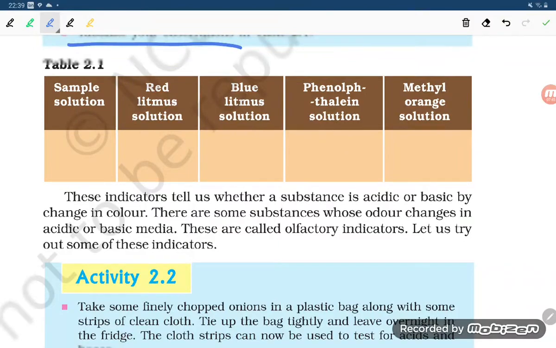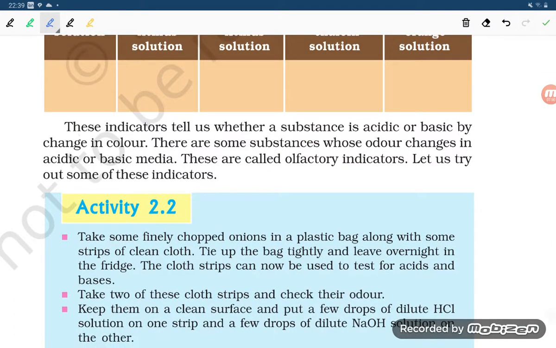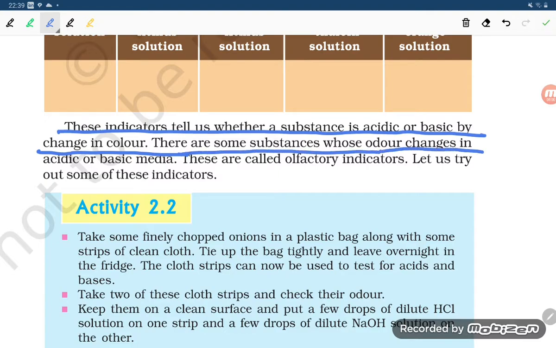For the different indicators, we will study in the next video, student. These indicators tell us whether a substance is acidic or basic by a change in color. There are also some substances whose odor changes in acidic or basic medium. These are called olfactory indicators. Let us try out some of these indicators. Okay, so next we will study in the next video, students.